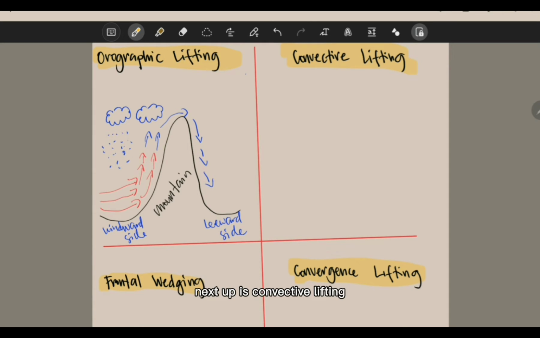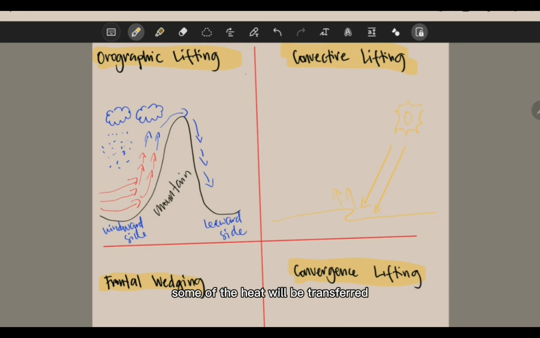Next up is convective lifting. This lifting mechanism is the most common because it has an ingredient accessible to almost anything on Earth's surface, the sun's heat. Let me draw here a representation of the sun. When the sun heats a particular part of Earth's surface, which could be either a water or land surface, but in this case, it will be a land surface, some of the sun's heat is reflected back into the atmosphere.